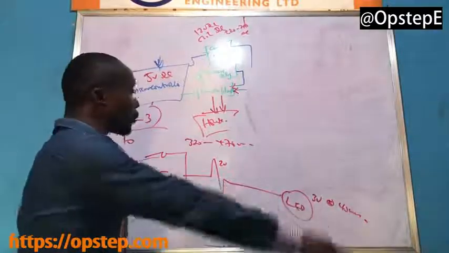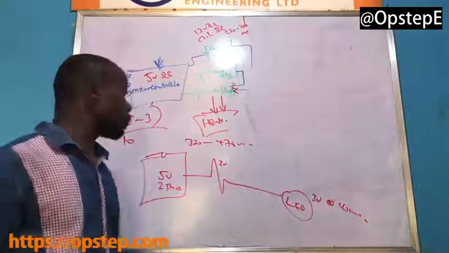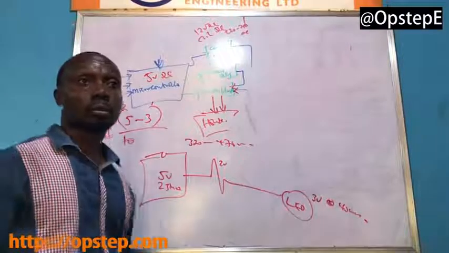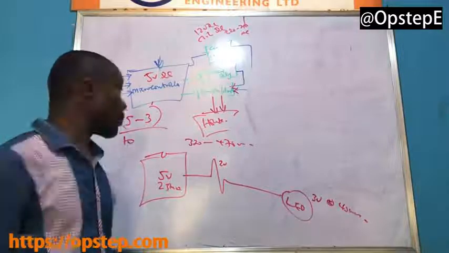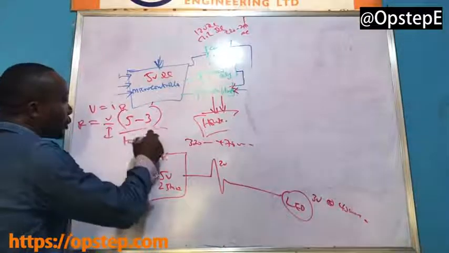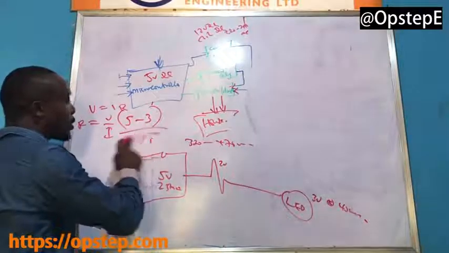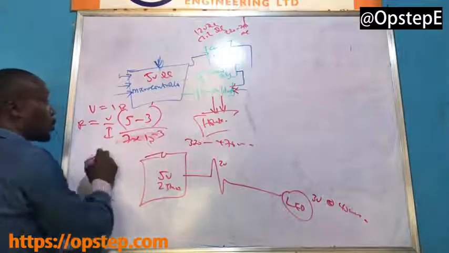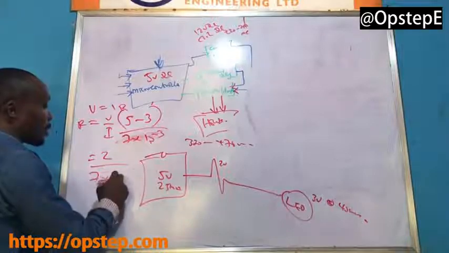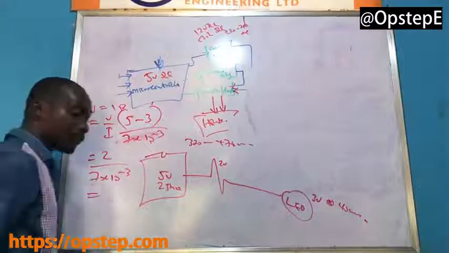What if we allow 10 to flow through? What if we even allow 6 to flow through? Or 7? Are you with me? 7 milliamp. So I can say 7 times 10 to the power minus 3. So that's going to be 2 divided by what? 7 times 10 to the power minus 3. What will that give?